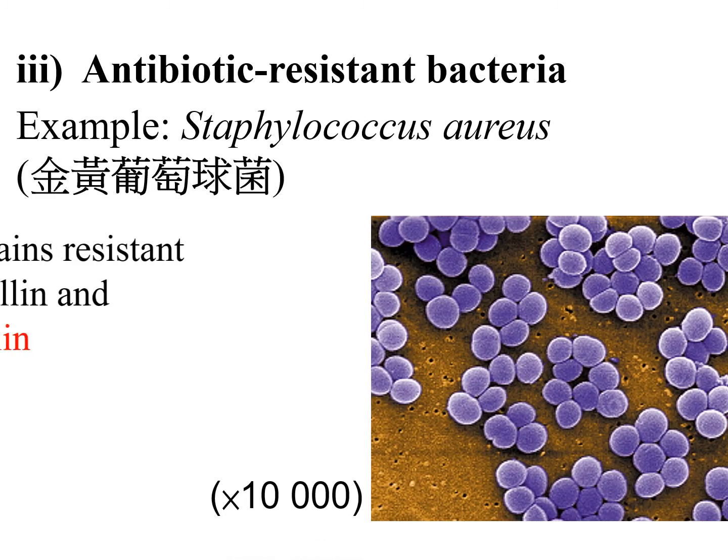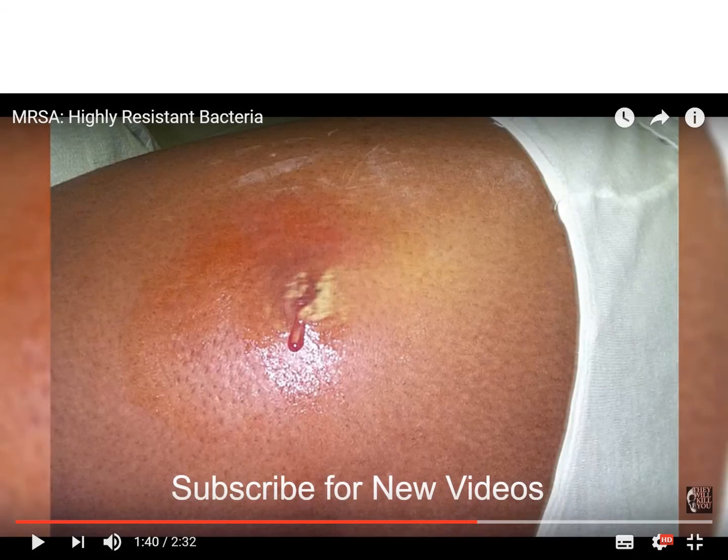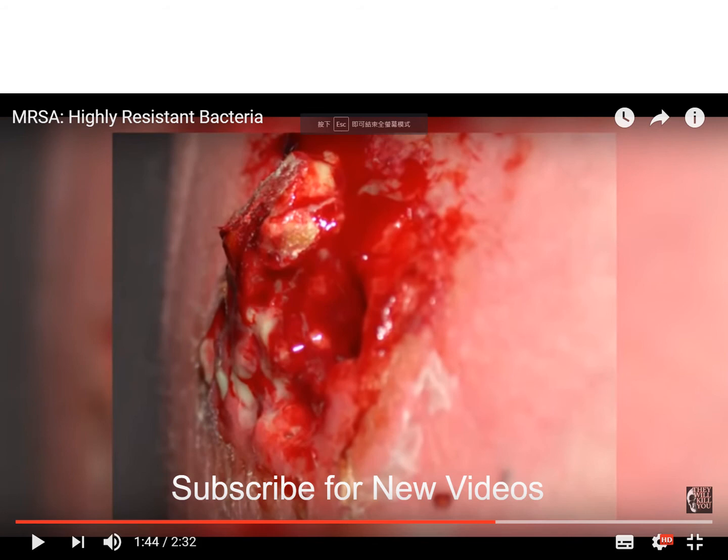An example of antibiotic-resistant bacteria is Staphylococcus aureus, 金黃葡萄球菌. Some of the strains are resistant to the penicillin antibiotics and the methicillin antibiotics. They are very hard to kill when you have such bacteria in your body. If these highly resistant bacteria infect your body, you cannot stop their growth. They will just keep damaging your body non-stop. You have no antibiotics to kill them. It will be very horrible.